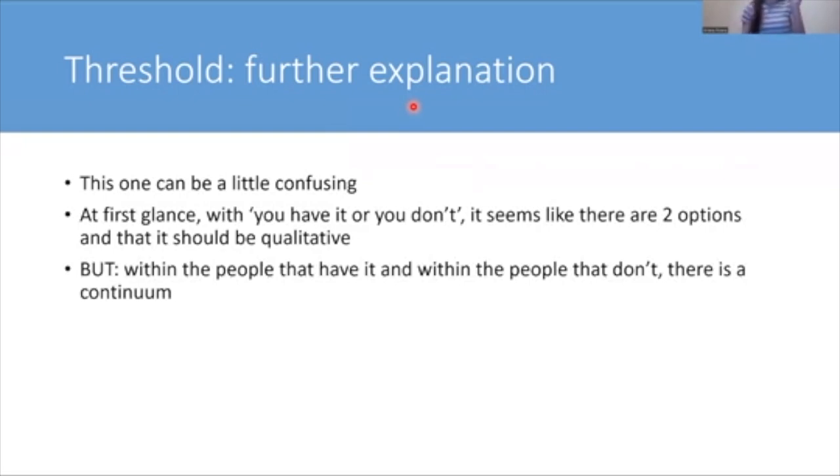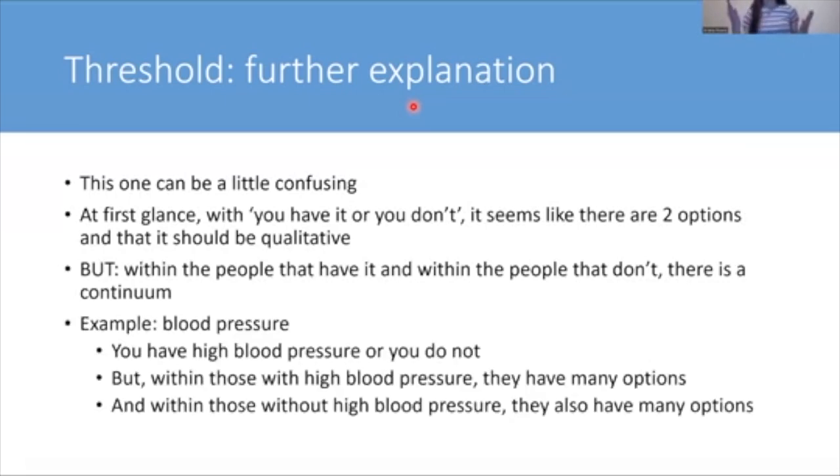So we're talking about you have it or you don't, but within the people that have it and within the people that don't, there's a continuum. One of the examples that I like to use to explain this is blood pressure. You have high blood pressure or you don't. There's two options. But within everyone that has high blood pressure, there's a lot of options. You could be on the side where you have high blood pressure, but you could probably change your lifestyle and move down into the normal range pretty quick. And then you have the people that have really, really high blood pressure, and it's like, yeah, good luck. You're kind of stuck up there. And then you have everyone in between.